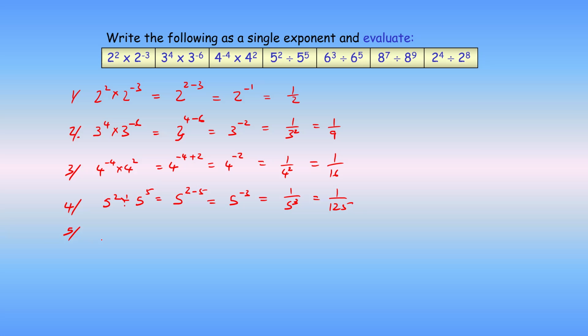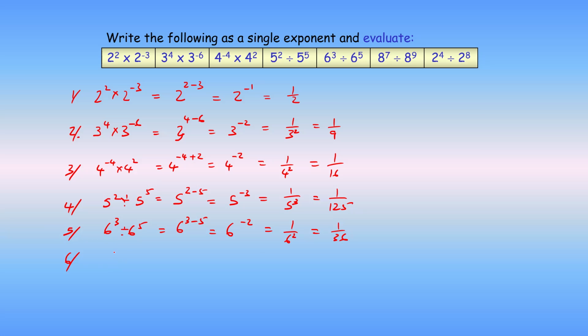Number 5, we've got 6 to the power of 3 divided by 6 to the power of 5. So that's equal to 6 to the power of 3 minus 5, because it's divide, equals 6 to the power of minus 2. That's equal to 1 over 6 squared. 6 times 6 is 36.